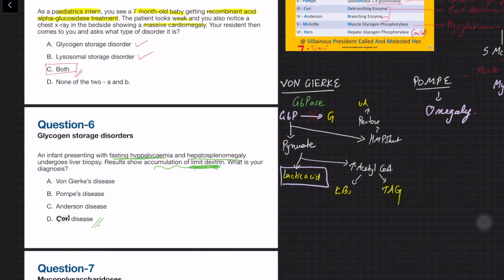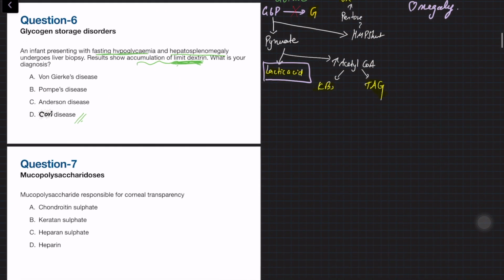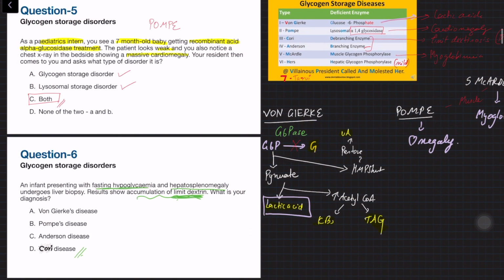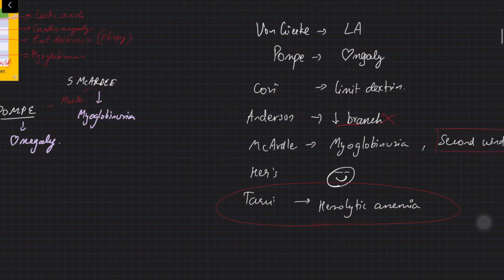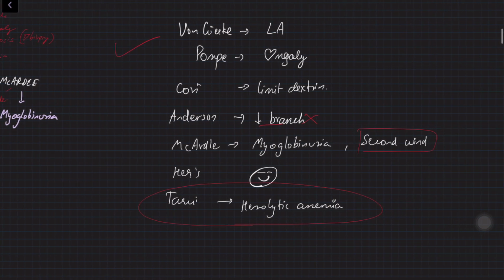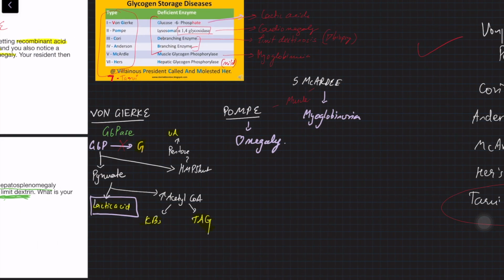Okay, these are glycogen storage disorders. If you find it hard, just learn these names and the numbers, and try to remember at least these 4 enzymes and these clinchers. Okay, these clinchers. That's it.